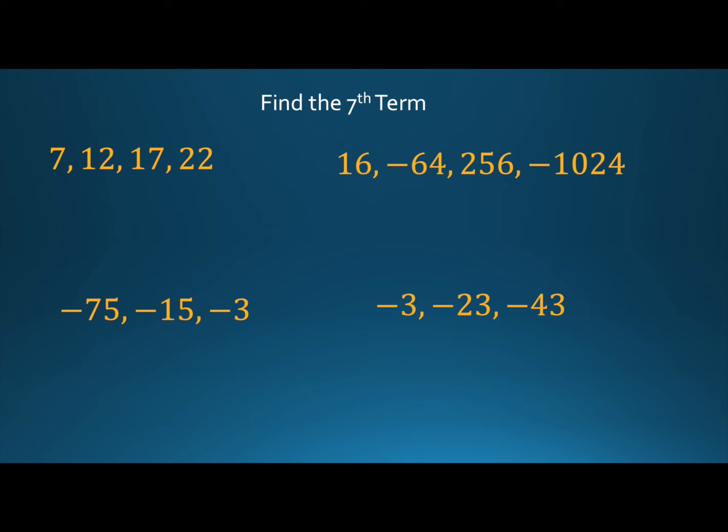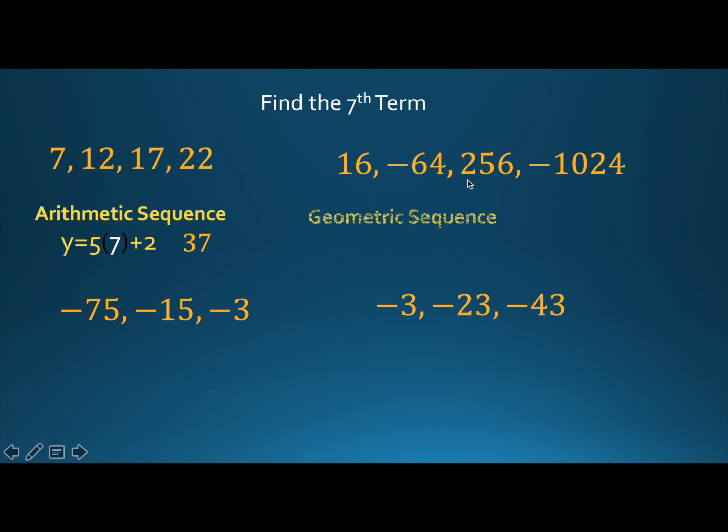Okay, let's check our answers. This first one is an arithmetic sequence. So our common difference is 5, each time you are adding 5. Our 0 term is 2. Plug in the equation, you get 37. That's our 7th term. This next one is a geometric sequence.